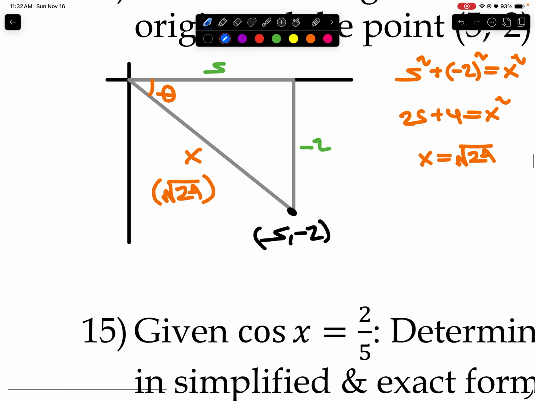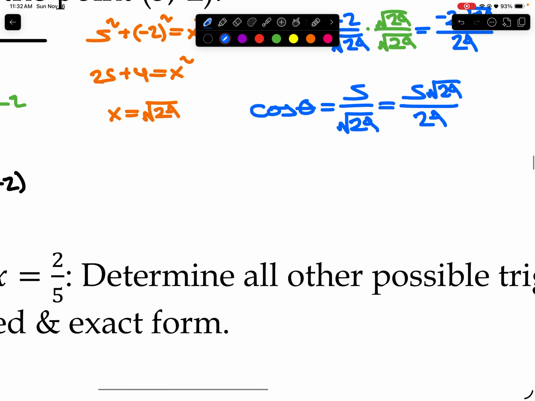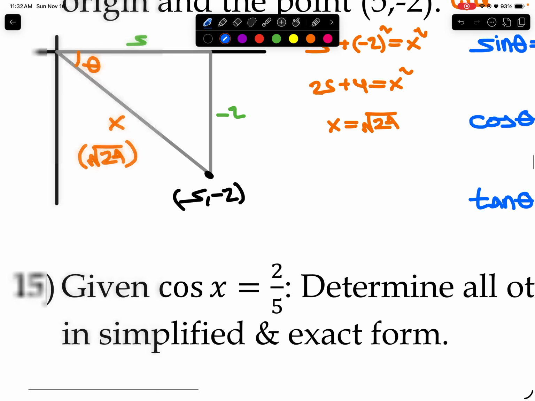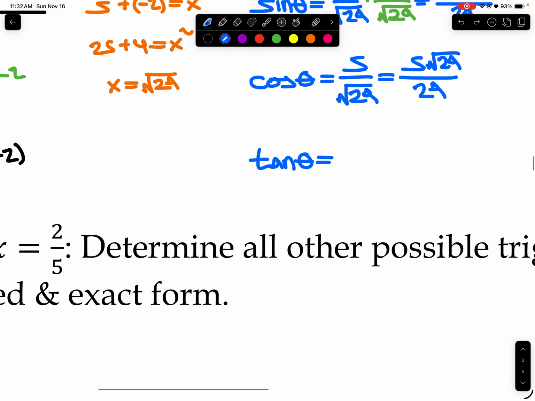So cosine theta is going to be the adjacent over the hypotenuse, so 5 over root 29. And then once again, we're going to rationalize. So that's going to give you 5 root 29 over 29. And then tangent theta. So that's going to be the opposite over the adjacent, which is just -2/5.